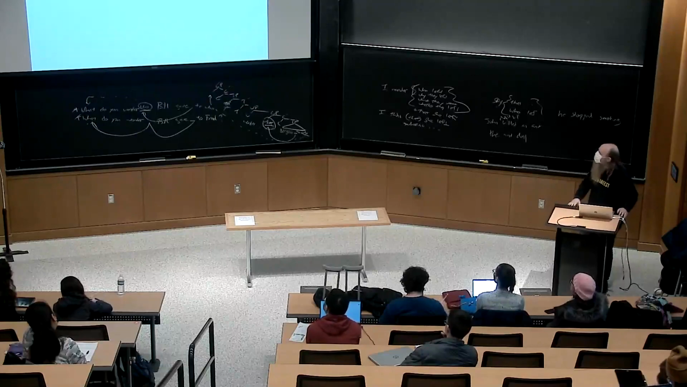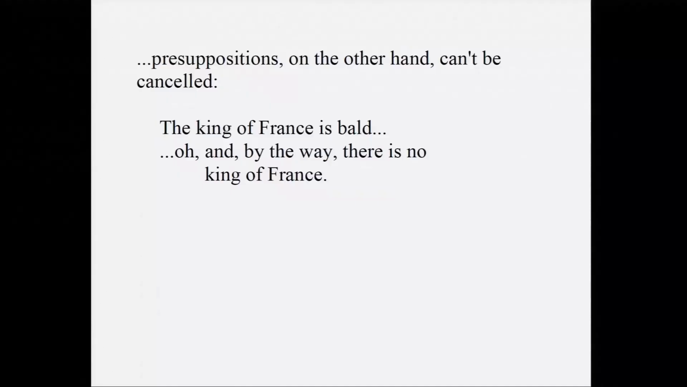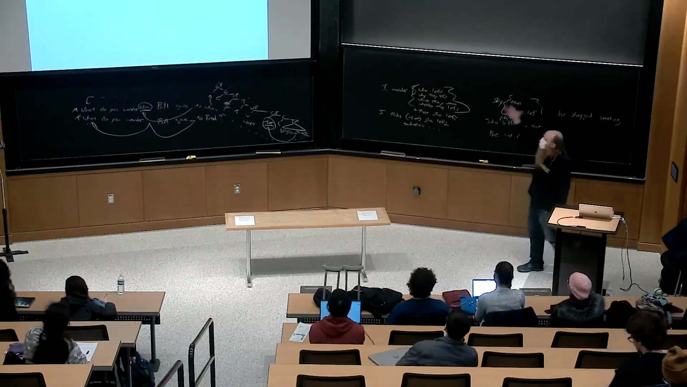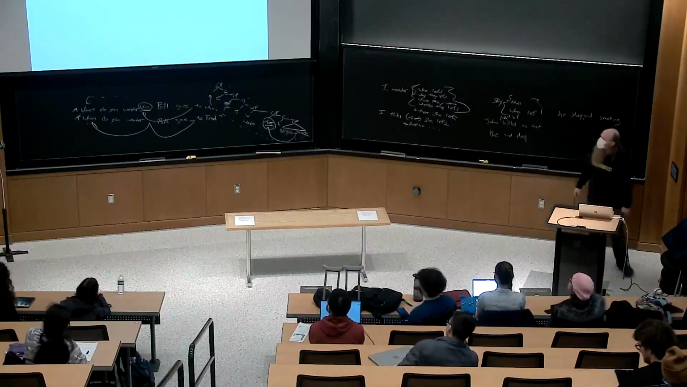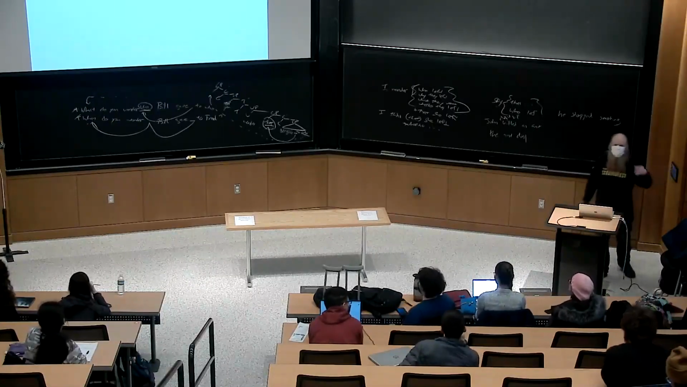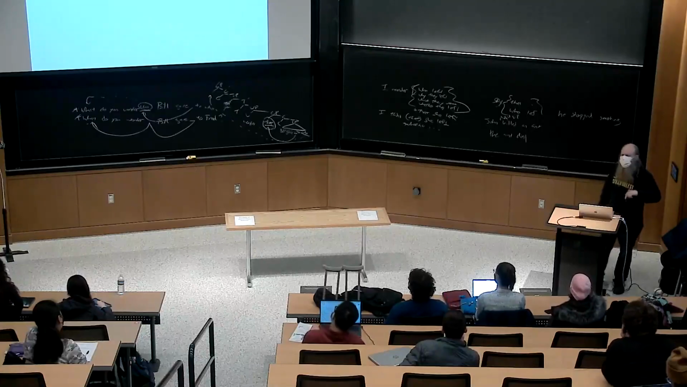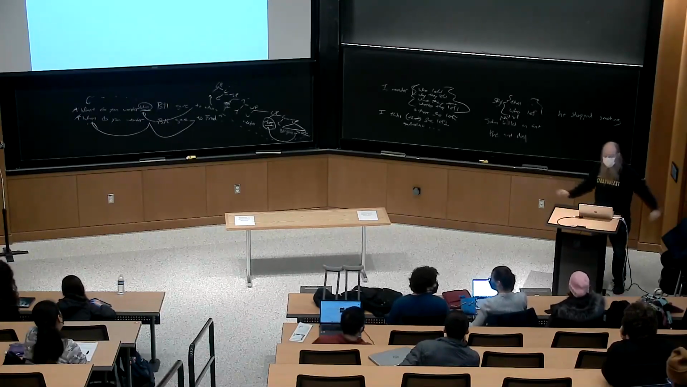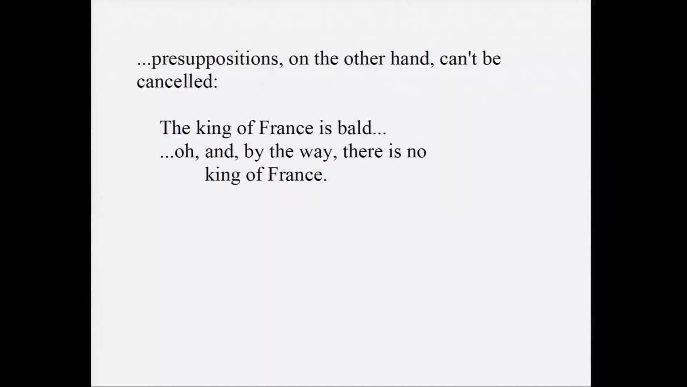On the other hand, if I say, the King of France is bald, oh, and by the way, there is no King of France, then I am very weird. And I know I have spent a lifetime researching ways to be very weird. This is one of the best ones. So saying A that presupposes B, and then saying, oh, and B is false, that's just a very peculiar thing to do.